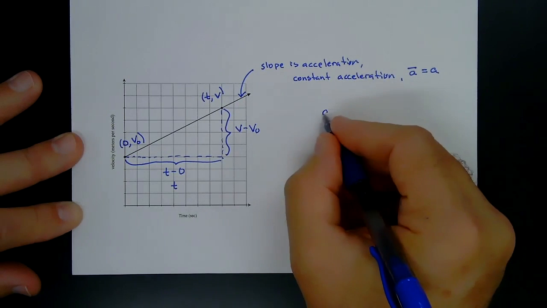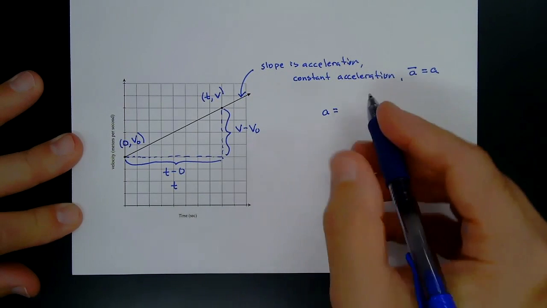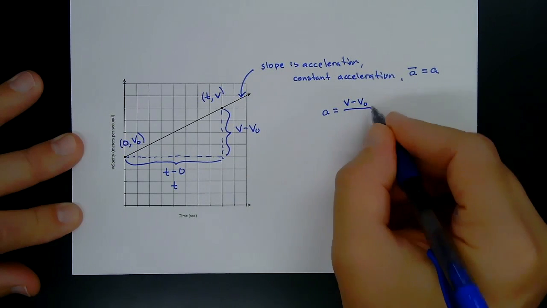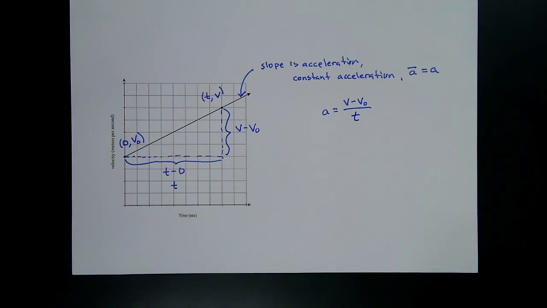So a is equal to our slope, right? So that'd be v minus v sub o over our change in time, which is t. Very similar to what we just did earlier with the position time graph.